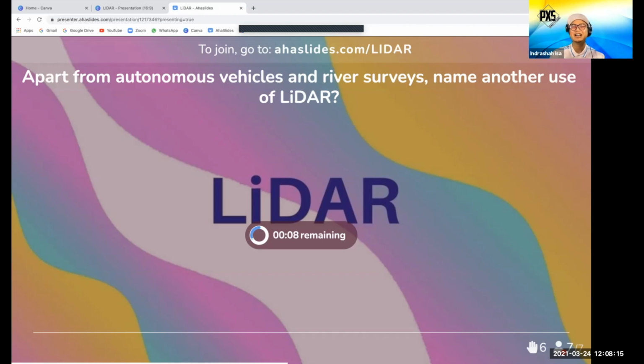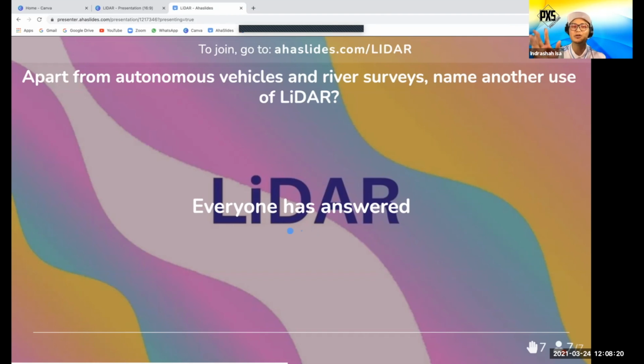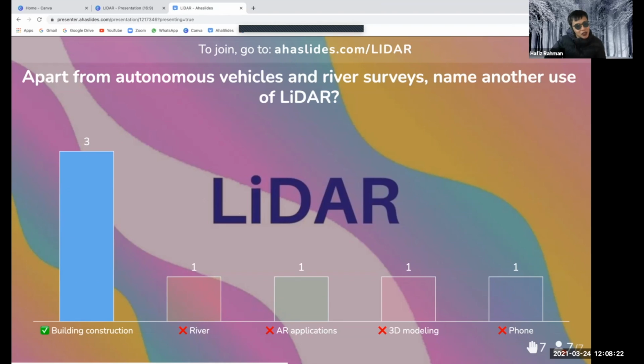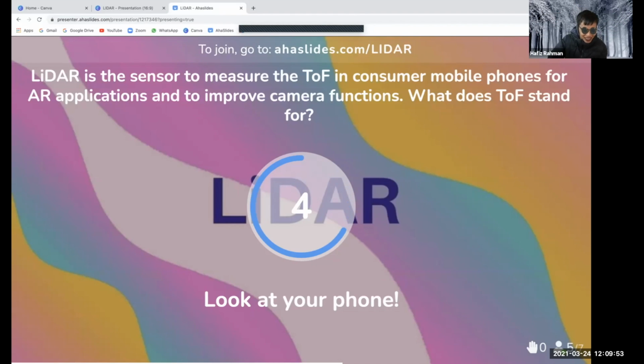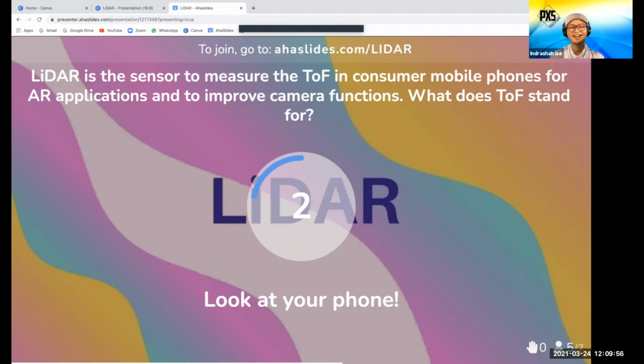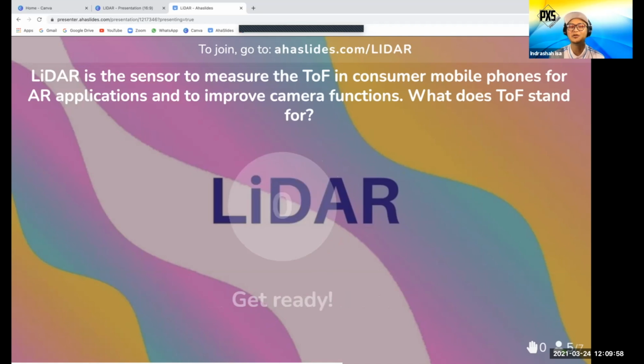What did I mention just now? I share. There are some other applications, but these are the more common ones that are already being used. Technically, mine will be accepted also. Phone, I can accept phone. River already mentioned building collection, okay, correct. AR application, technically okay lah. I can give AR application and phone. I cannot change it lah. LiDAR is a sensor to measure the time of something in a consumer mobile phone. I already gave you the answer.